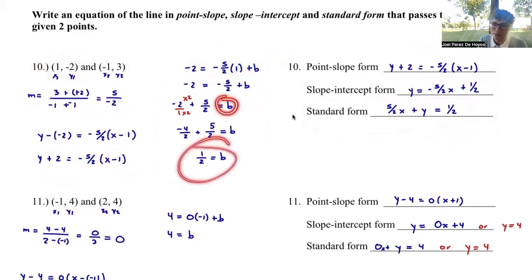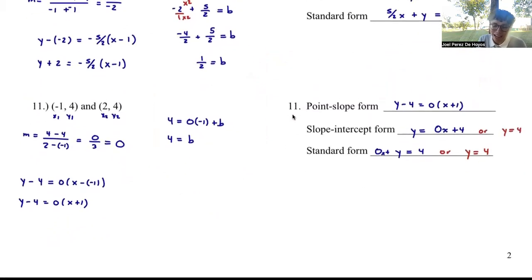That will be 1/2. And this part is exactly the same, but this one's easier because the slope in this will be 0. So it means that it's going to be a horizontal line. So y equals 0x plus 4, or y equals 4. And the standard form, the same thing, y equals 4.